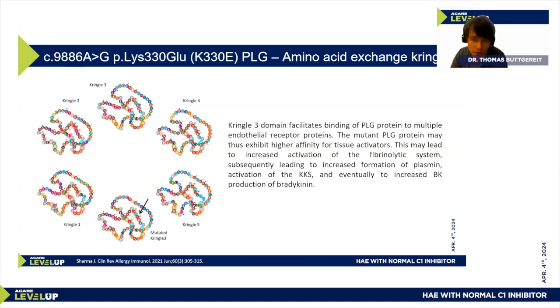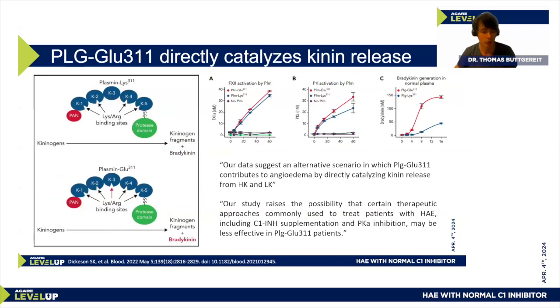And this may lead to an increased formation of plasmin, which activates the kinin-kallikrein system and eventually also causes increased bradykinin formation. So this is what was hypothesized, and which has also been shown in recent publications by the group of Dickerson, where they did very basic research experiments with patients and their mutations in plasminogen. They saw that the described mutation enabled plasminogen to directly catalyze the kinin release from the high molecular weight kininogen and low molecular weight kininogen, and they raised the proposal that there might be treatments that could fail, like C1 inhibitor supplementation or plasma kallikrein inhibition, to treat patients with these mutations.